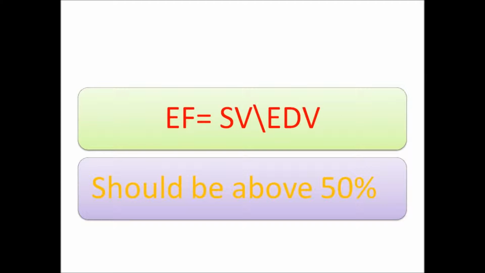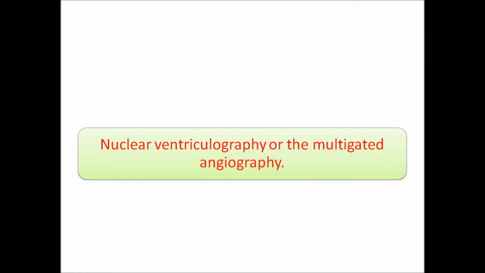Ejection fraction should be above 50% for a normal patient, and this ratio decreases in heart failure. Okay. Now, echocardiography is the most commonly used method for measuring ejection fraction, but it is not the most accurate one. The most accurate one is nuclear ventriculography or the multi-gated angiographic scan. These are the most accurate methods, but they are rarely used because the echocardiography is usually enough to estimate the ejection fraction.